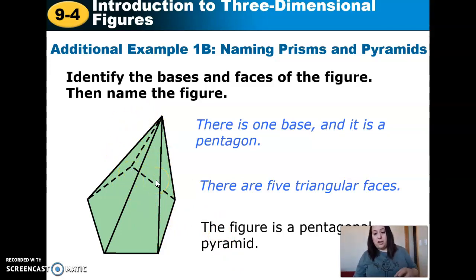So you first start off by naming it with your base, which is a pentagon, so pentagonal, and then you figure out if it's a prism or a pyramid. This is a pyramid, so it's a pentagonal pyramid.